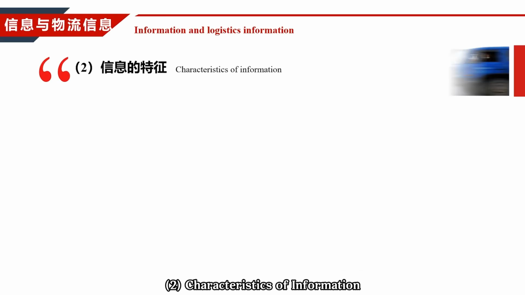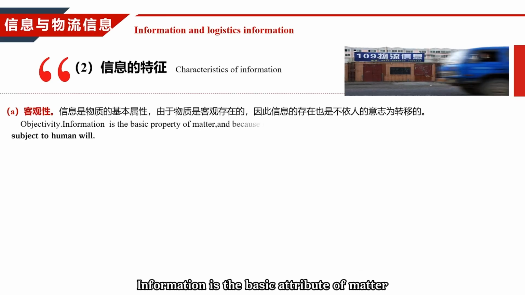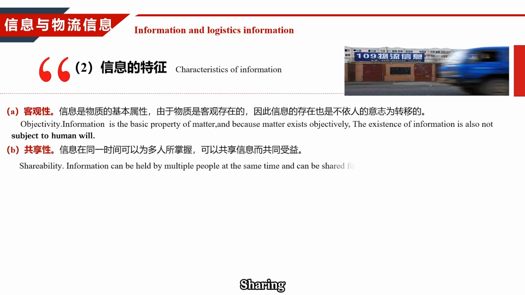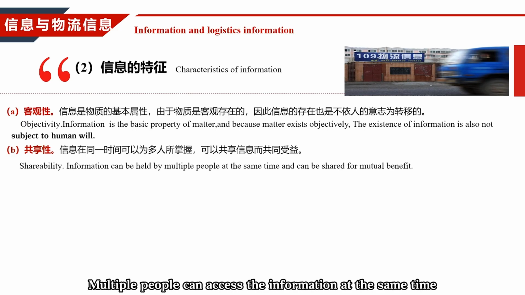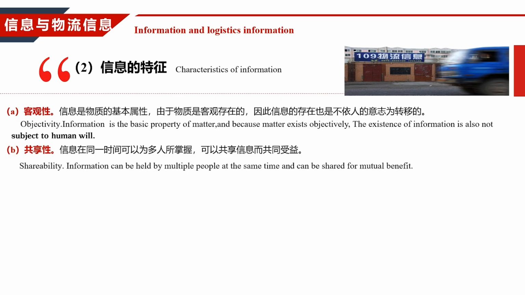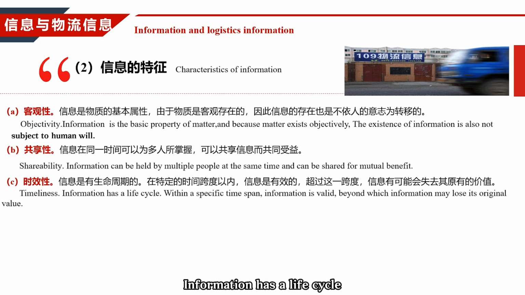2. Characteristics of information. A. Objectivity. Information is the basic attribute of matter, and since matter objectively exists, information exists and is not subject to human will. B. Sharing. Multiple people can access the information at the same time. You can share information and benefit together. C. Timeliness. Information has a life cycle. Within a specific time span, the information is valid. Beyond this span, information may lose its original value.